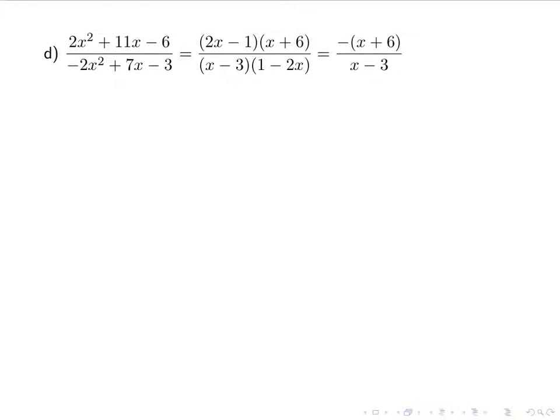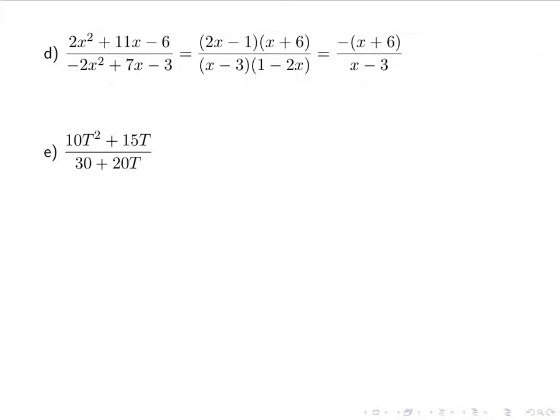Notice I still have x plus 6 in parentheses, right? That whole numerator is going to be negative. I could distribute it and call it negative x minus 6 over x minus 3. That's perfectly fine, but it's not negative x plus 6. Okay.